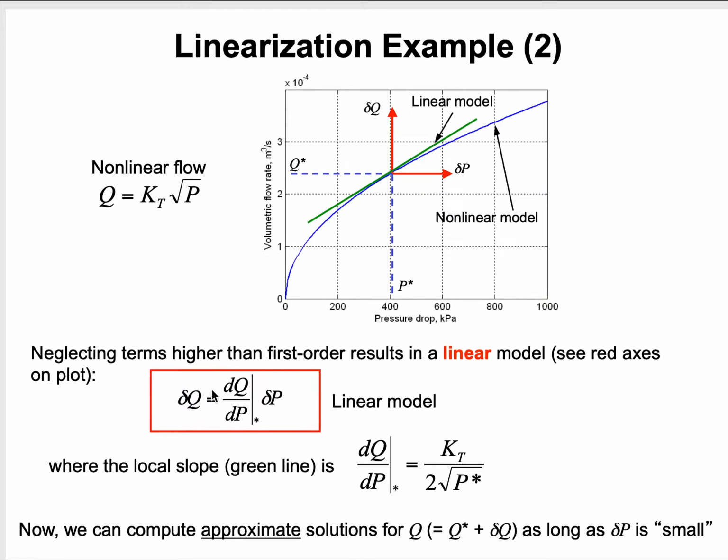What is dQ by dP? I have to take the derivative of that equation and evaluate the numeric value of dQ by dP at P star. P star is 400 kilopascals. I know KT, so that value is known as a number. So I put it here. So del Q is equal to that number times del P. This model is valid as long as I'm close to the operating point. Otherwise, the error that I make by linearizing the nonlinear equation will be large away from the operating point.